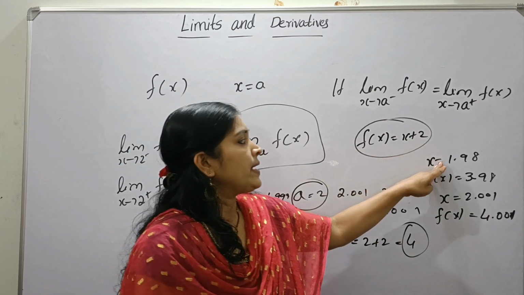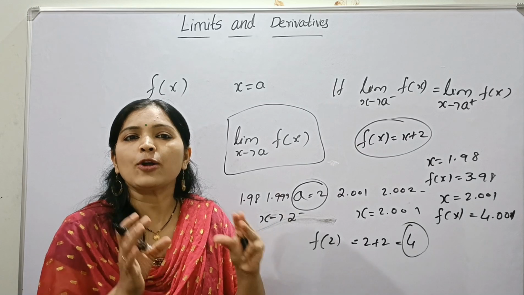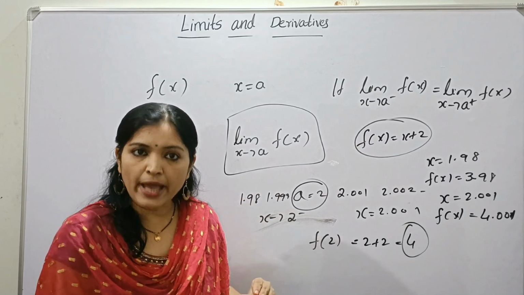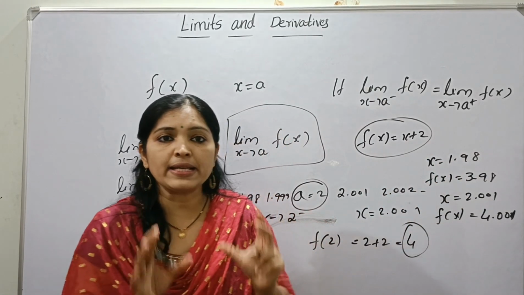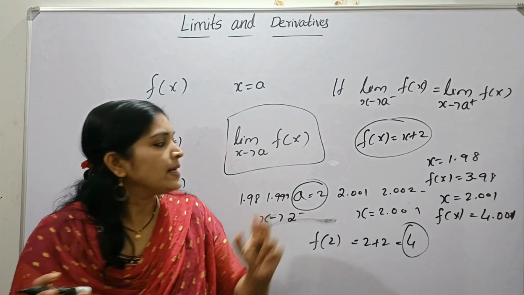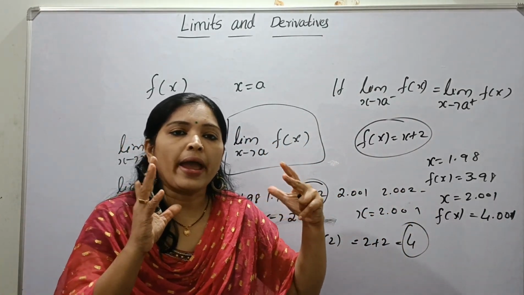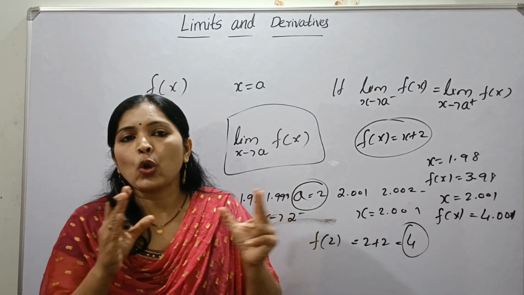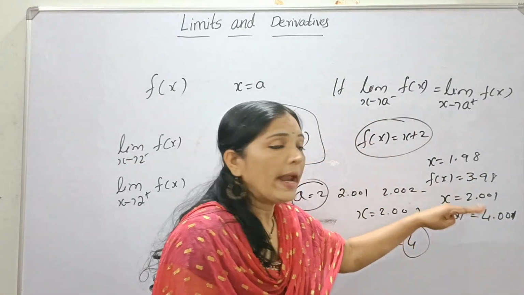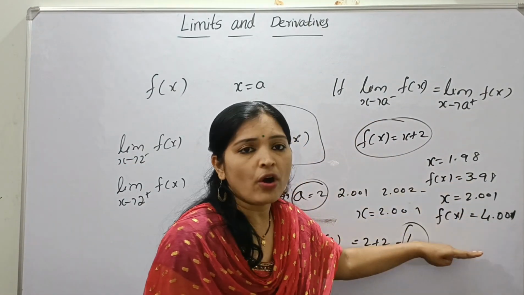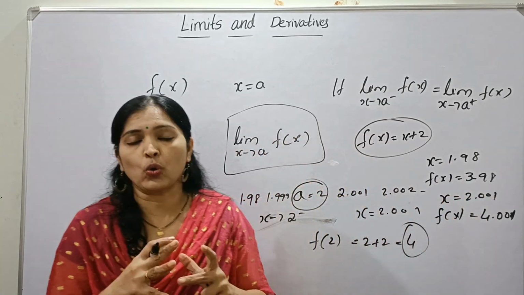And when x is equal to 1.98, that is very close to 2 and less than 2, the value of the function is 3.98, that is very close to 4, right? And when x is equal to 2.001, that means the value of x is close to 2 and greater than 2, okay? So in that case, the value of the function f of x is very close to 4, that is 4.001, that is very close to 4.